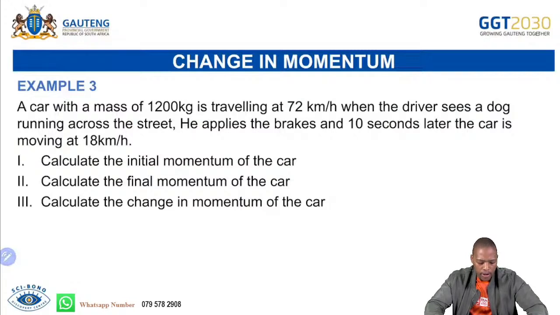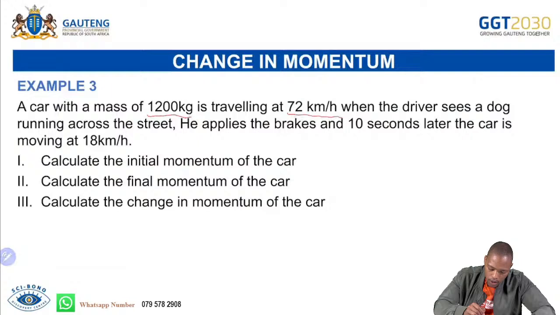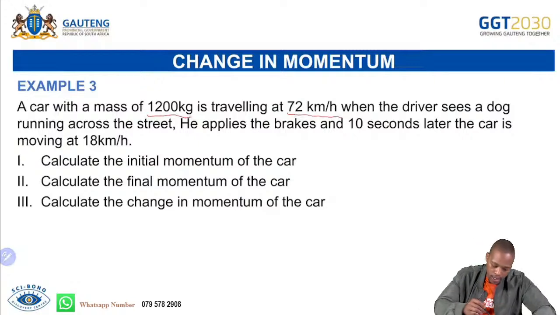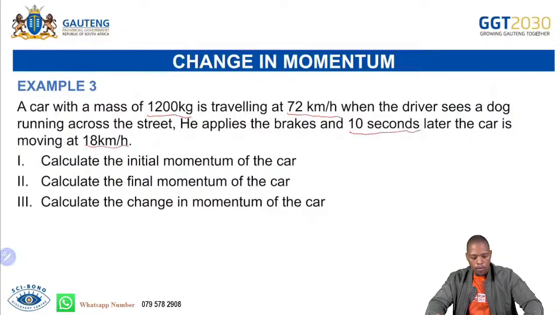Example 3 here says to us, a car with a mass of 1000 kilograms is traveling at 72 kilometers per hour when the driver sees a dog running across the street. I'm just highlighting my givens there: 72 kilometers per hour, 1200 kilograms. He sees a dog running across the street, he applies the brakes, and 10 seconds later, the car is moving at 18 kilometers per hour. I also have 10 seconds later here. Question number 1: calculate the initial momentum of the car.